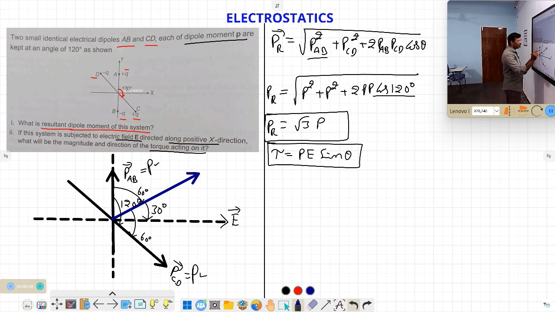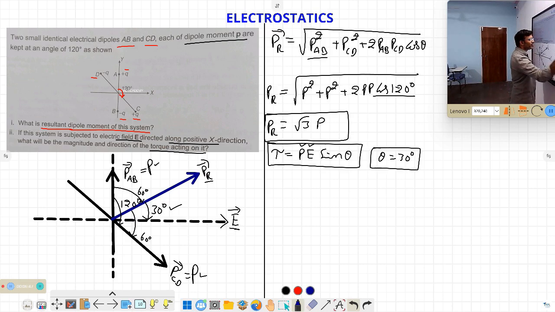So the resultant dipole moment and this electric field are separated by an angle of 30 degrees. This is what we needed to find. So theta is equal to 30 degrees from the diagram. Now calculate the torque. Torque is equal to the magnitude of P, the magnitude of E, and the sine of the angle, which is 30 degrees here. Sine 30 is equal to 1 by 2, so that is PE by 2, the answer to your question.